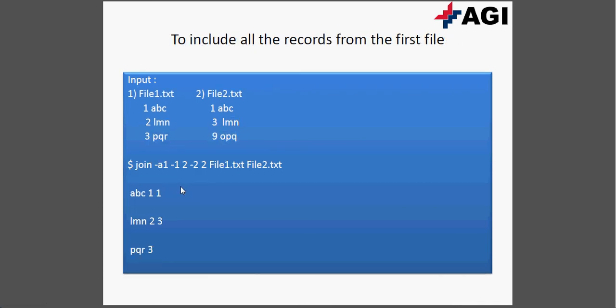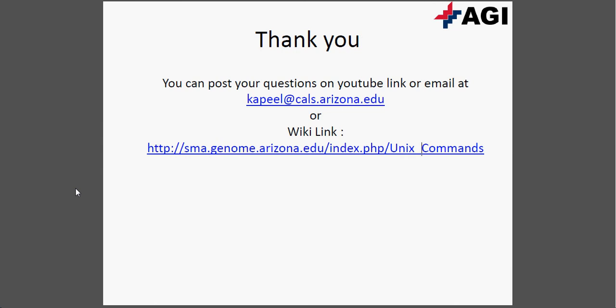And I can also include all records from the first file. For that I just use the option -a1, which indicates to include all records from file 1, and I follow the same example as the previous one. As you can see, the only difference from the previous one is that it has included the remaining records from file 1. So this is a pretty useful command, and I hope you liked both of the Unix commands.